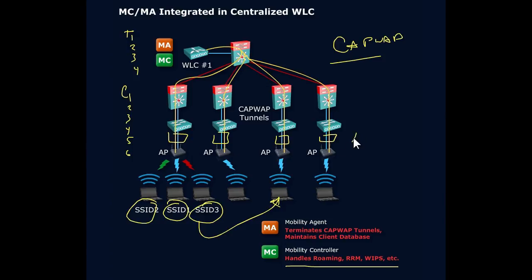regionalized with the MA component located here, and then centralized, we have a wireless LAN controller managing the MC components. And so we've actually separated this even further for a little bit of division of labor and efficiency. But that's a configuration we might see, for example, with 5760 wireless LAN controllers.